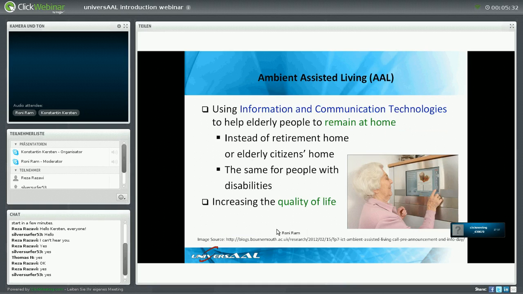Ambient assisted living, AAL, is the domain that is addressing these needs. And what is AAL? The meaning of AAL is using information and communication technologies to help elderly people to remain at home instead of a retirement home or elderly citizens home, and the same applies for people with disabilities. We would like to help them to remain at home and to get the treatment that they need at their homes. So the primary goal of AAL is to enable independent living of elderly and disabled people at home, and the additional goal is to improve the quality of life of elderly people once they are able to live at home.